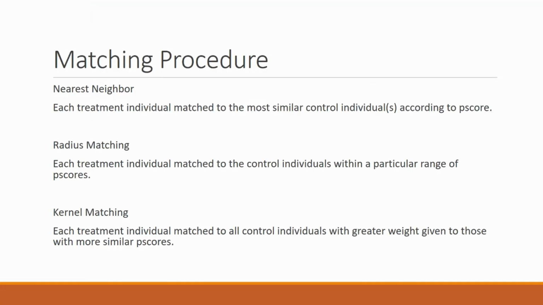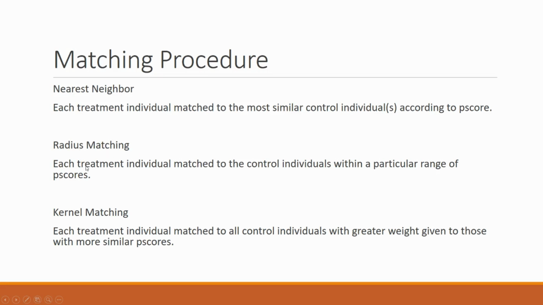All right, the last thing I want to talk about is when we use propensity score matching. Like I said, what we're going to do is match people in the treatment group to people in the control group. There are different ways of doing that matching, and I'll show you the Stata command for the different ways of matching. So I'll just highlight them here. There's one called nearest neighbor. In that case, we take each treatment individual and match them to the most similar control individuals according to the p-score. So for each treatment individual, we find the control individuals that are most similar based on their p-scores.